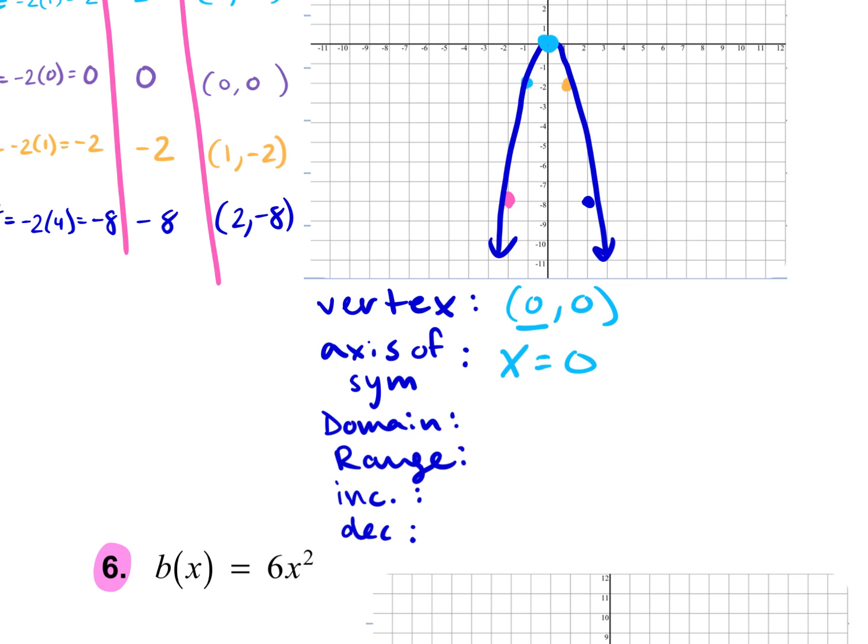What's our domain? All real numbers. Domain is always all real numbers. Axis of symmetry is the x value. Range, are we talking about y values that are greater than 0 or less than 0? So y is less than 0. Awesome, because our graph is pointing down, so we're talking about less than 0.